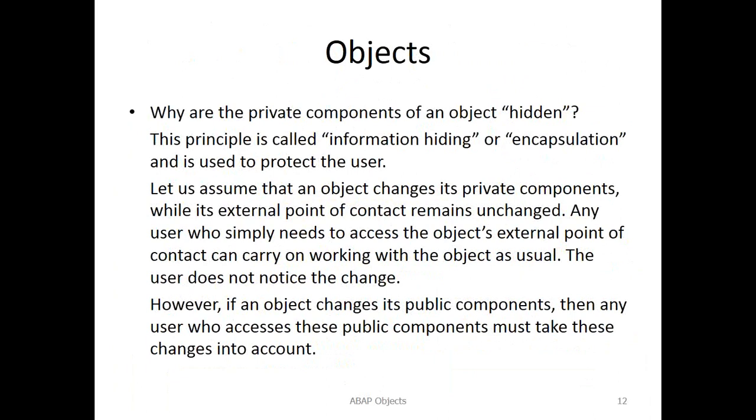Why are private members hidden? It is called information hiding, like encapsulation. We are restricting access to the data, attributes or methods from outside access. For security purposes, we hide them from external usage.